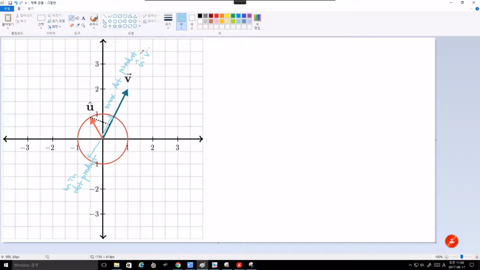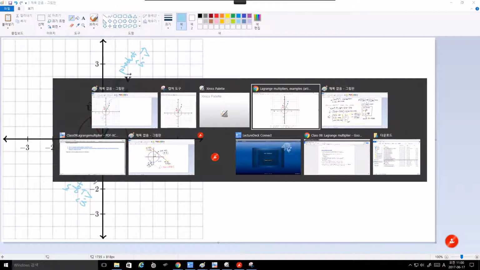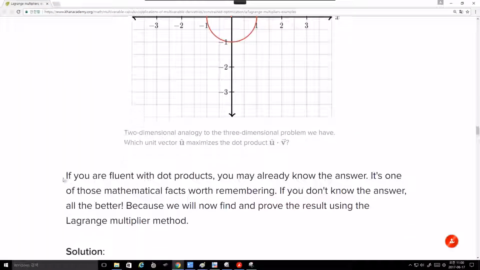On the other hand, we have this one that would be the minimum dot product, minimum dot product of u hat and v. We would have something like this, right? So we know the answer. And then let's check the Lagrangian, whether it finds the solution very well.